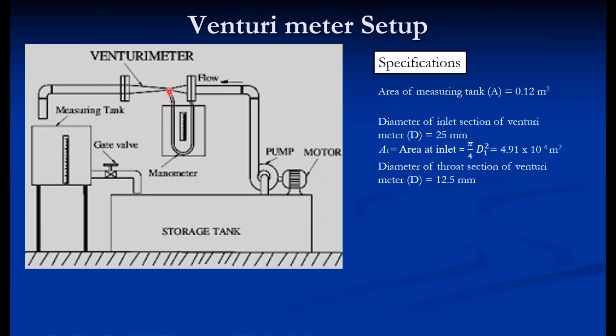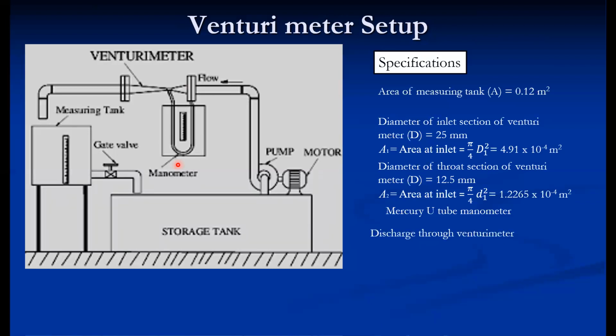Then the diameter at the throat is given, that is small d, 12.5 mm. Sorry, this is capital D, this is small d. So the area A2 is also known. Then a mercury U-tube manometer is used, where the manometric fluid specific gravity is 13.6.